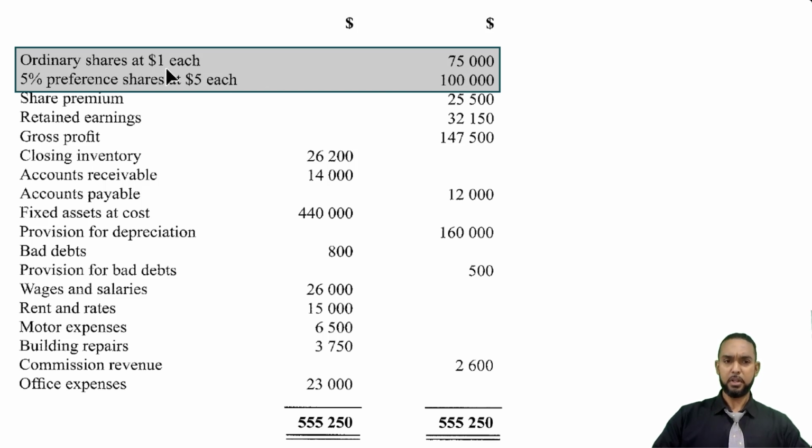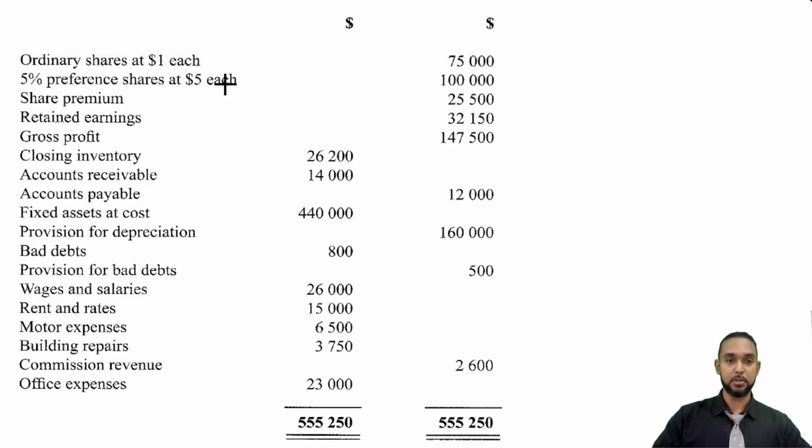So if they're $1 each and the total value of shares is 75,000, it implies you have 75,000 shares because 75,000 by 1 is 75,000. Similarly, for the 5% preference shares at $5 each, the dollar value of all the shares is 100,000, which means that you've issued 20,000 preference shares because 20,000 by 5 is 100,000. The 5%, by the way, is the dividend rate. Now, what else do we have?